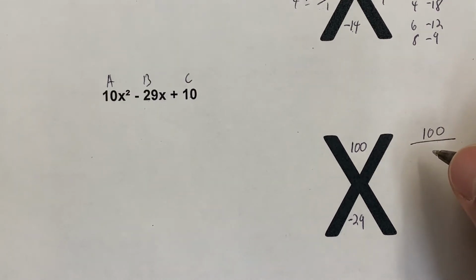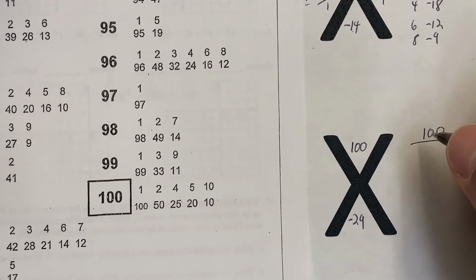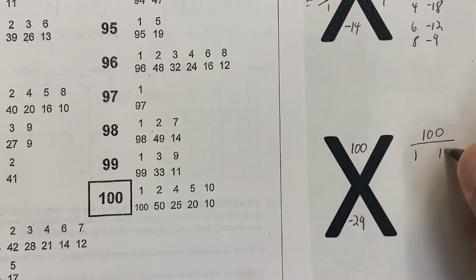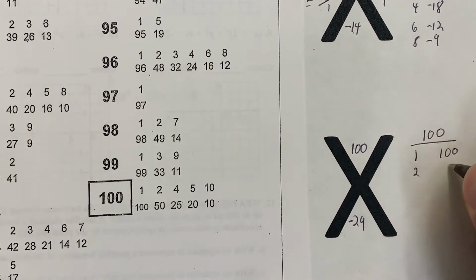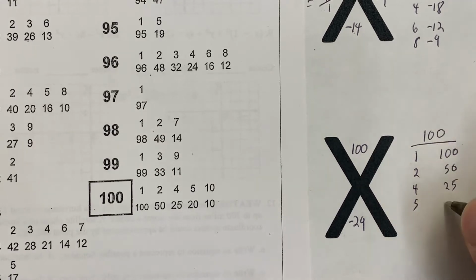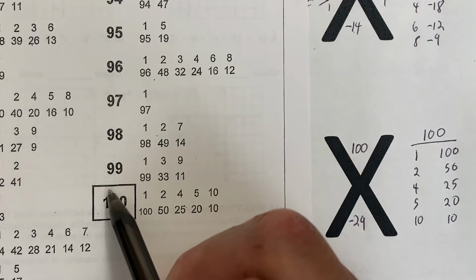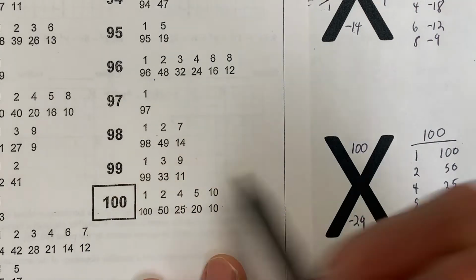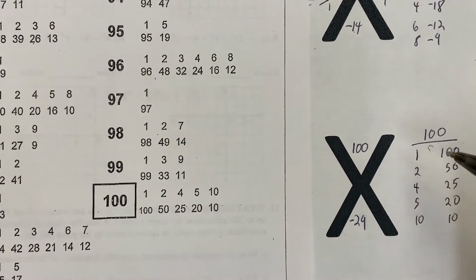What are my factors of 100? Factor sheet comes in to save the day again. 1 and 100, 2 and 50, 4 and 25, 5 and 20, and 10 and 10, because 100 is a perfect square. Hey, notice there's a square around 100, and 100 is a perfect square. That's interesting.